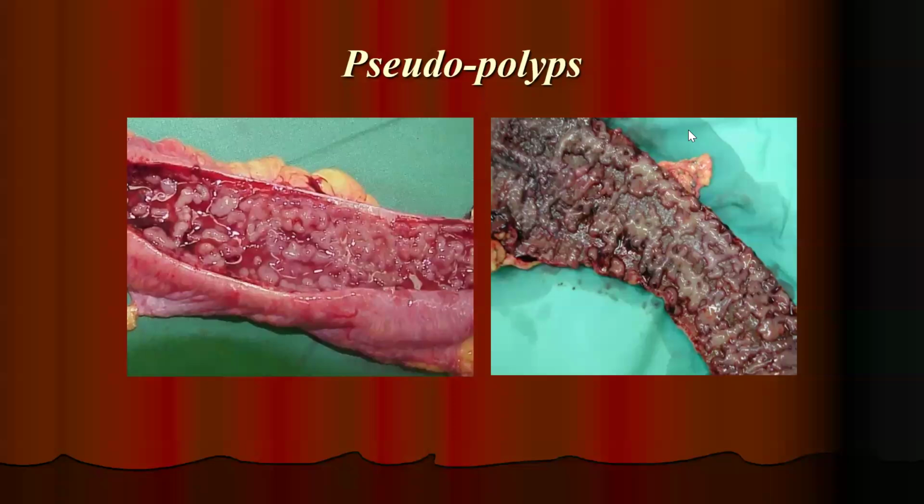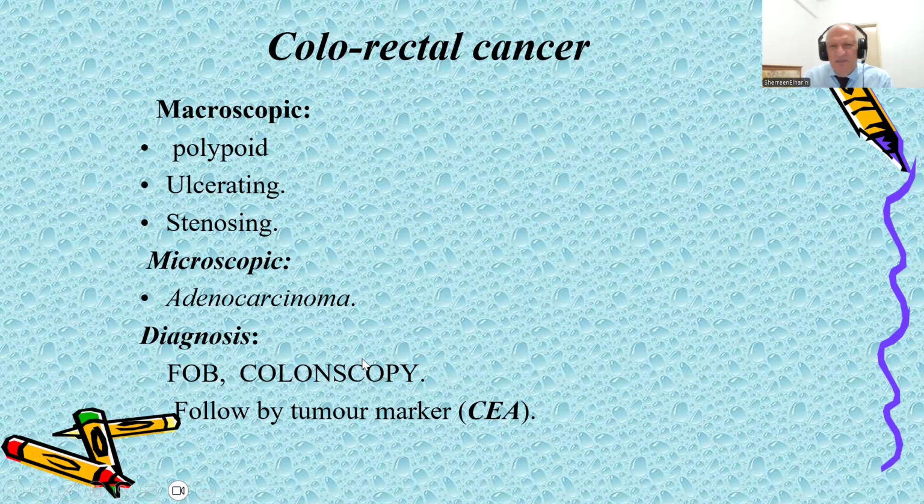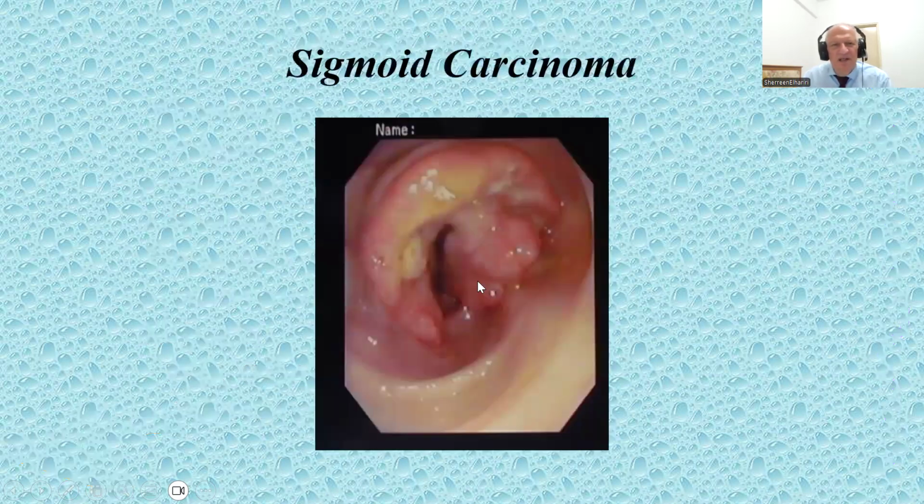And under the microscope, what is the common variety of cancer colon? It is adenocarcinoma. So, as you see here, we have polyp, ulcer, stenotic, all are adenocarcinoma. Of course, the diagnosis is by taking a history, colonoscopy, and biopsy, and you have a tumor marker which is carcinoembryonic antigen, and in screening programs in many countries we have fecal occult blood. Okay. Of course, what is the common site of the cancer colon?